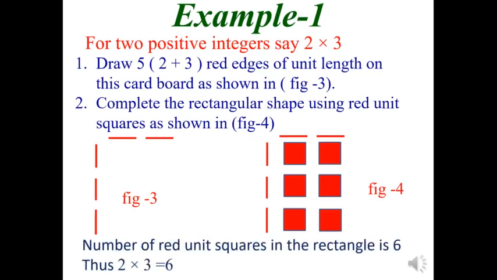So here the number of red unit squares in the rectangle is 6. Here we have taken red unit squares because each red square represents plus 1. So we have to multiply two positive integers 2 and 3 as both are positive. So we will take only red unit squares. So here in our figure 4, the number of red unit squares is 6. So the answer: 2 multiplied with 3 is equal to 6.